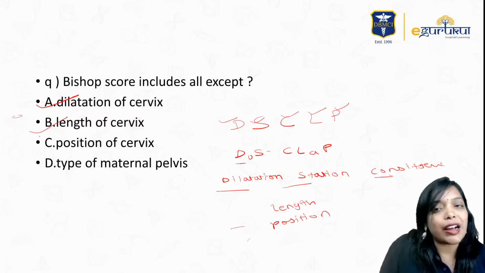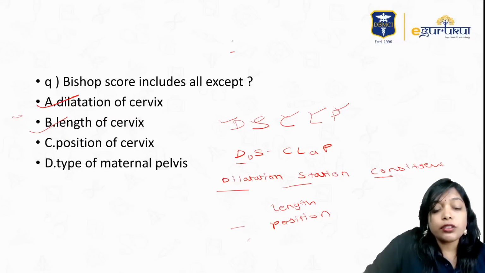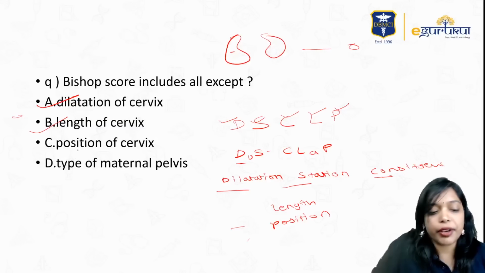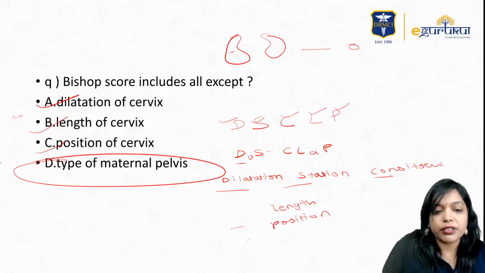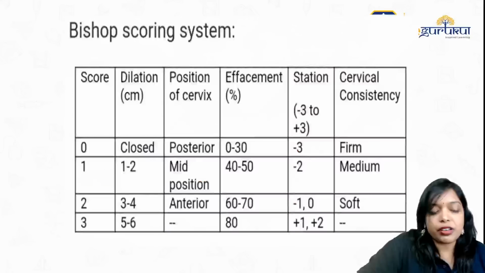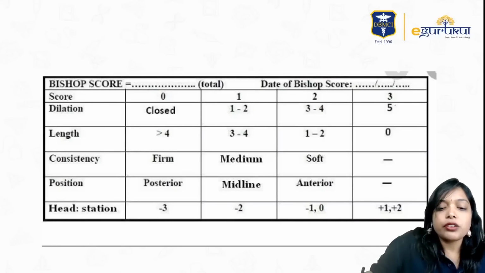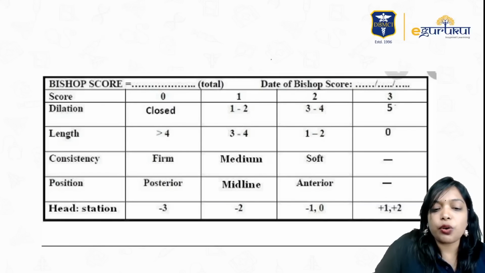So normally the cervical length is 4 centimeters. From the 4 centimeters, it has to become 0, guys. Okay. It includes position of the cervix, but it does not include type of maternal pelvis. So what is not included in the Bishop score? Type of maternal pelvis is not included. So this is the modified Bishop score: 0, 1, 2, 3. Dilatation and length are opposite, guys.